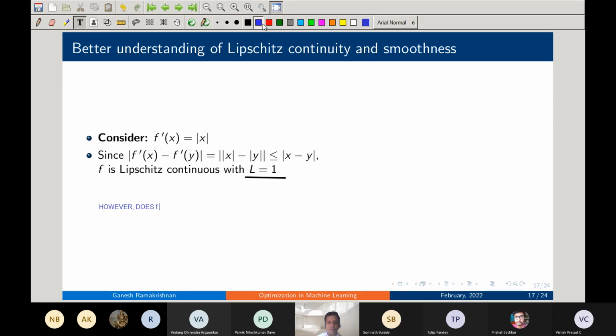F double dash x. Well, you don't, honestly, need f double dash. You could talk in terms of the rate of change of the... So here what we did was f dash. Sorry, I just wanted to be clear: when we say f is Lipschitz smooth, f dash is Lipschitz continuous, okay?